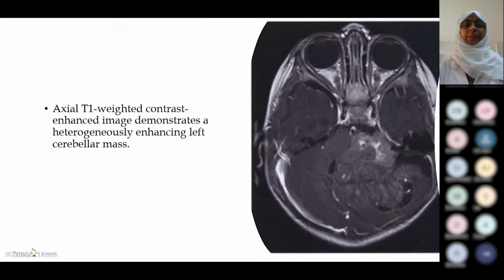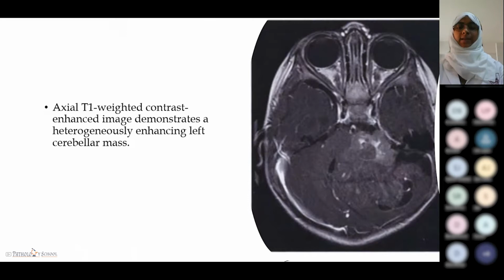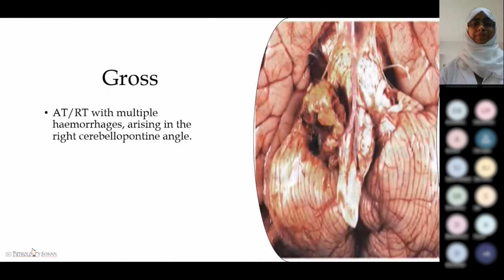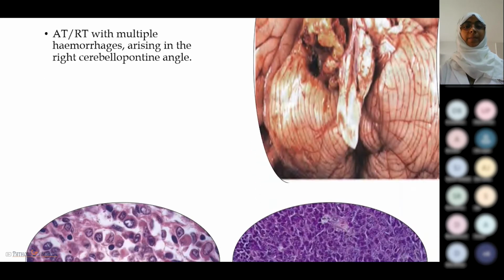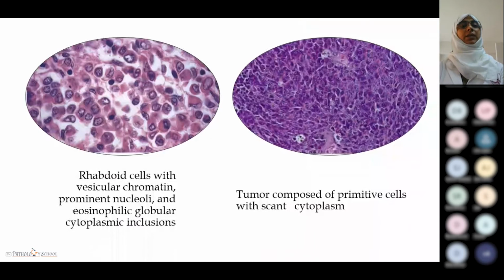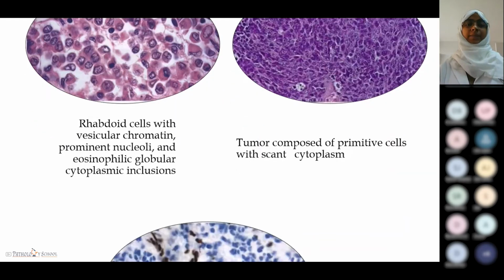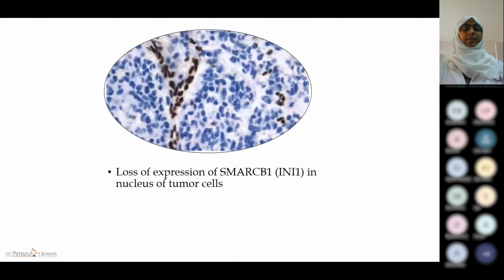On radiograph, there is a typically enhancing, heterogeneously enhancing lesion at the cerebellum. Grossly, you can see this tumor with areas of hemorrhage. On microscopy, you see two types of cells: the rhabdoid cells with vesicular chromatin and the typical primitive cells with scant cytoplasm. On immunohistochemistry, there is loss of SMARCB1 expression. For the internal control, there is intratumoral vessel positivity.